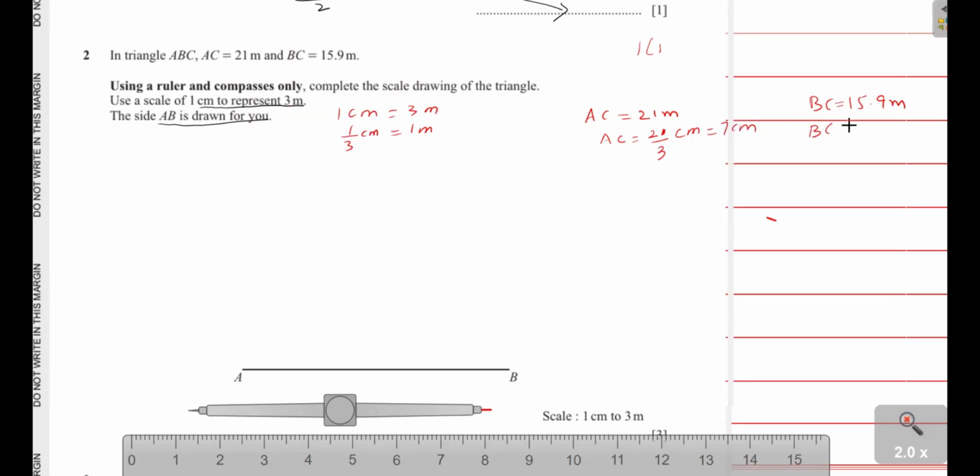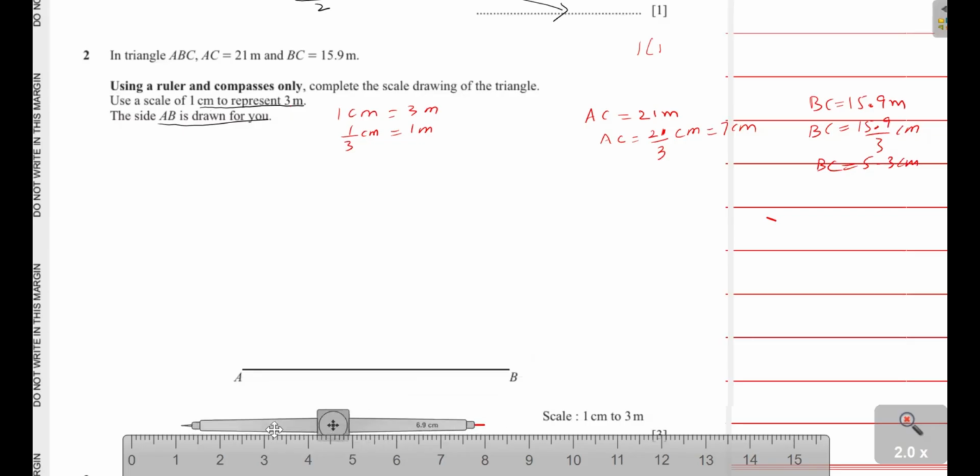We will do the same process here. The length 15.9 meters, we will divide this value by 3, we get the value in centimeters. This will be equal to 5.3. After getting the lengths AC and BC in centimeters, to draw the length AC of 7 centimeters, we will draw the arc of length 7 centimeters, taking the center A.